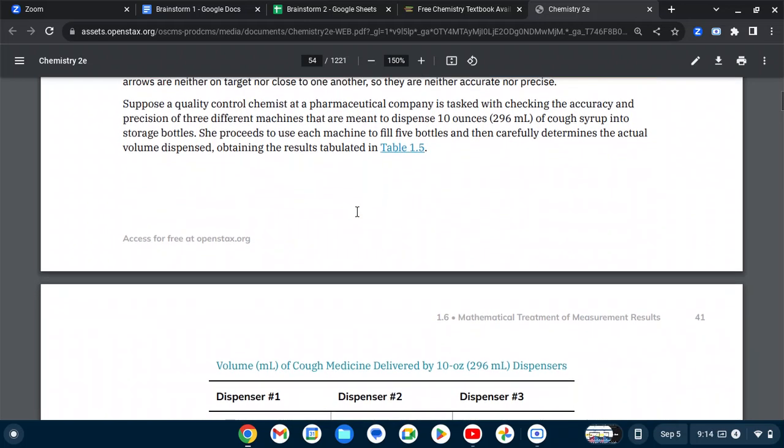Suppose a quality control chemist at a pharmaceutical company is tasked with checking the accuracy and precision of 3 different machines that are meant to dispense 10 ounces of cough syrup into storage bottles. She proceeds to use each machine to fill 5 bottles and then carefully determines the actual volume dispensed, obtaining the results tabulated in the table.